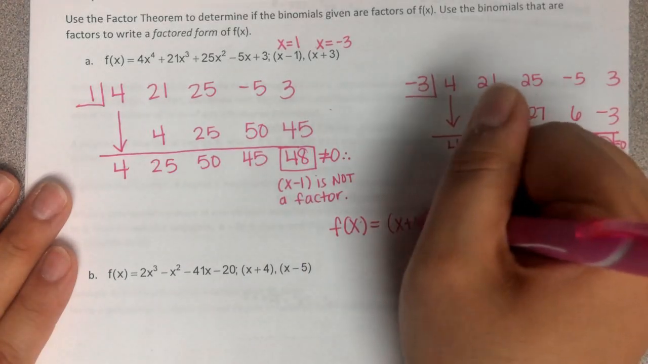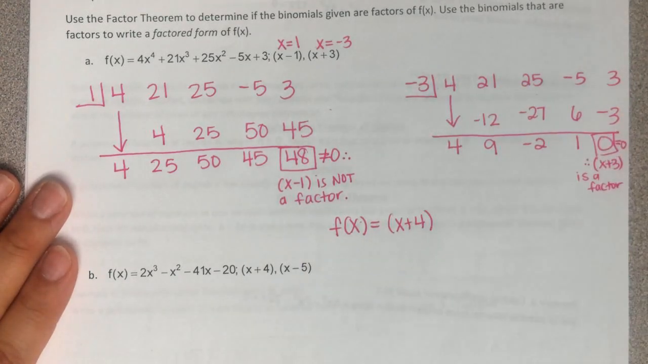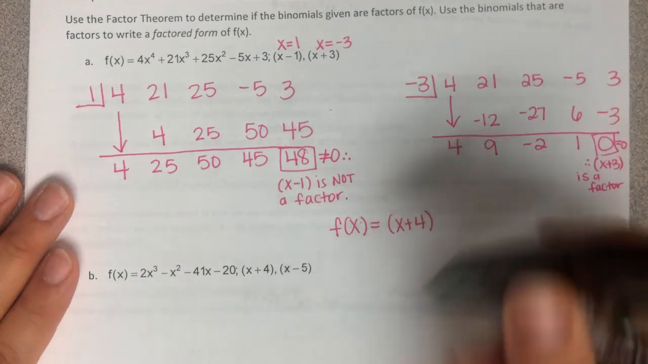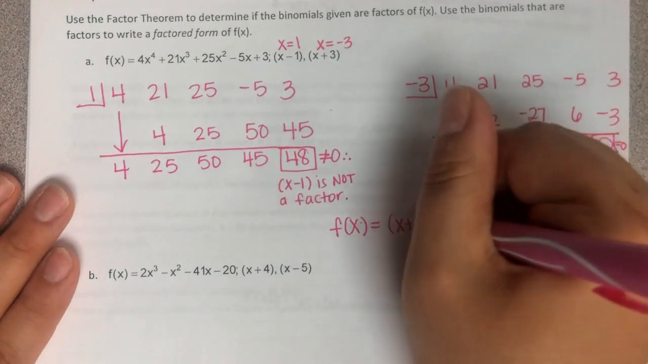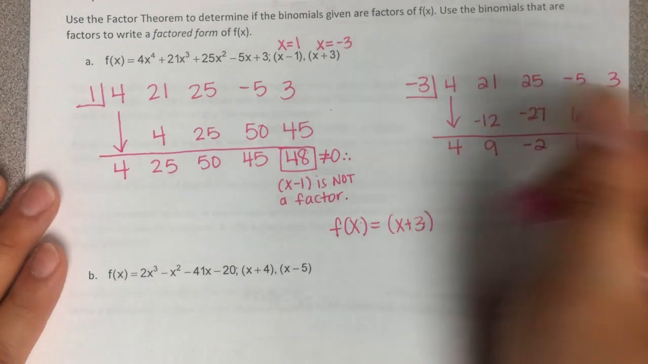X plus 3. Why did I just write 4 but say 3? X plus 3. I don't know why I'm thinking about 4. And then, oh, that's why I wrote 4.